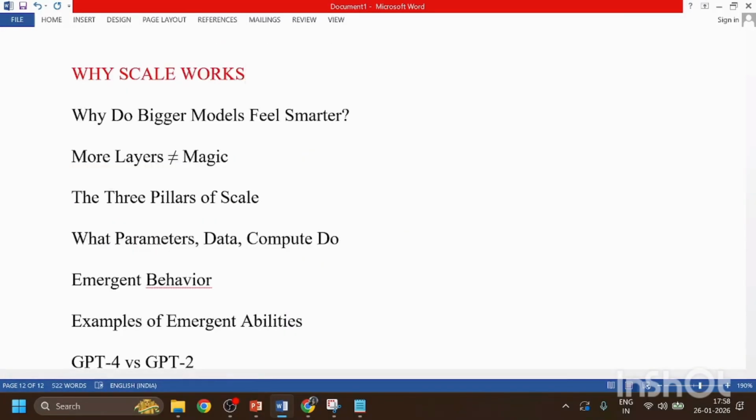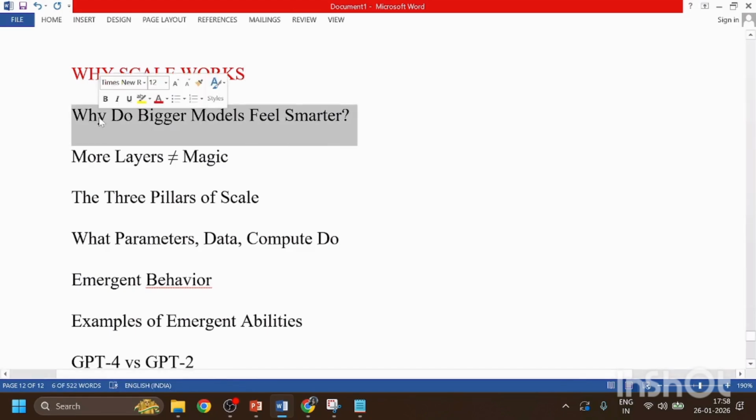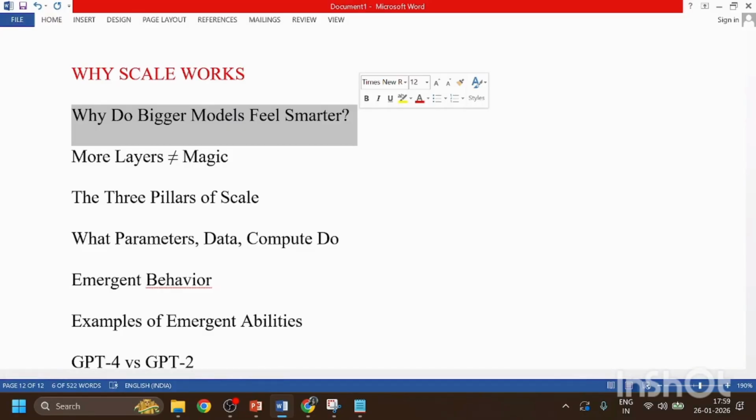After the types of transformer, now we are going to move to why scale works. Why do bigger models feel smarter? Large language models feel more intelligent, but not because of magic. They feel better because of scale.